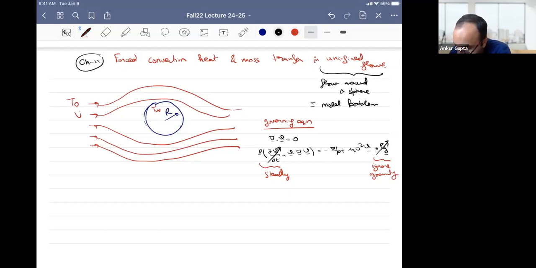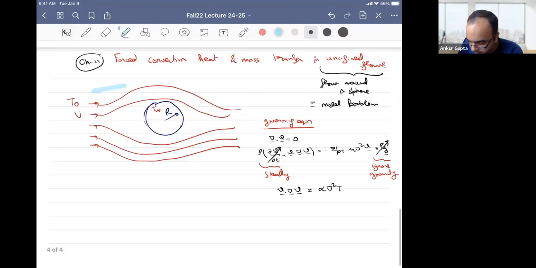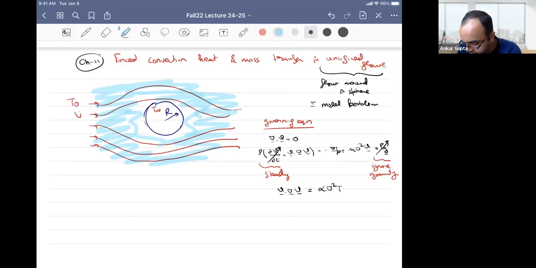And our equation will become alpha del square T. Okay, so this is essentially our equation for heat transfer, because I would ignore the time dependence part and we are not generating any heat anywhere. And remember that we are solving this problem in this region, right?